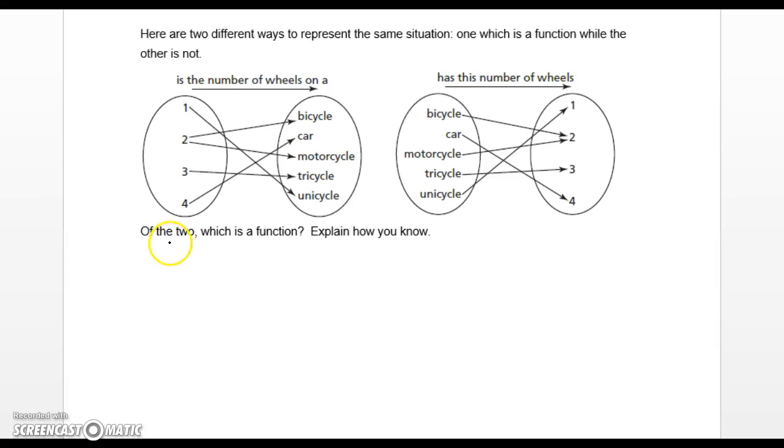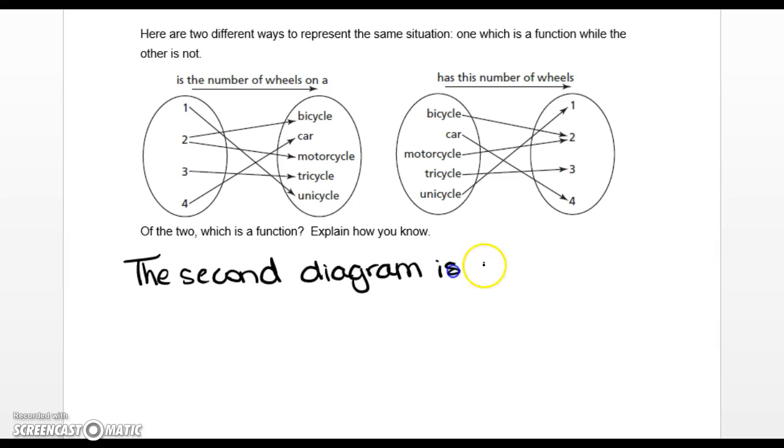So here we can say of the two, which is a function. We could say that the second diagram is a function. And then for the reasoning, we can say because each element in the first set associates with exactly one element in the second set. So I'm essentially going to repeat that definition of a function.